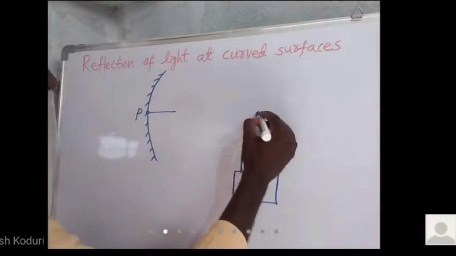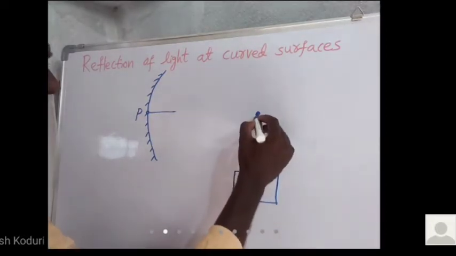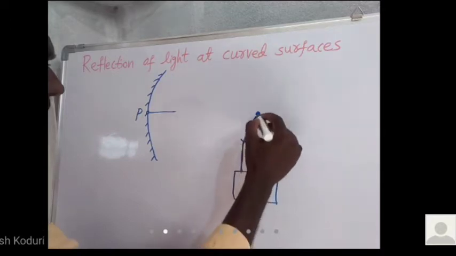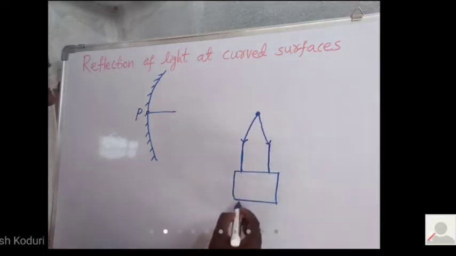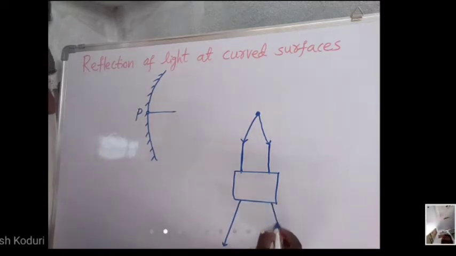Suppose this is a source of light. Light rays coming from the source are incident on the pins. Shadows are formed. These shadows are diverging shadows.